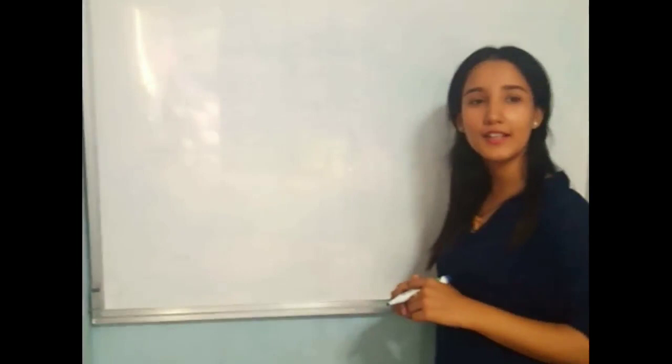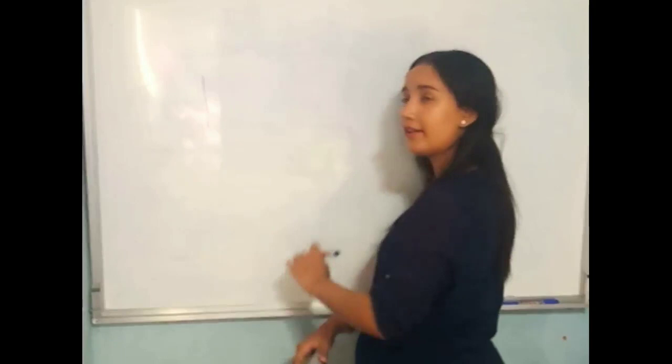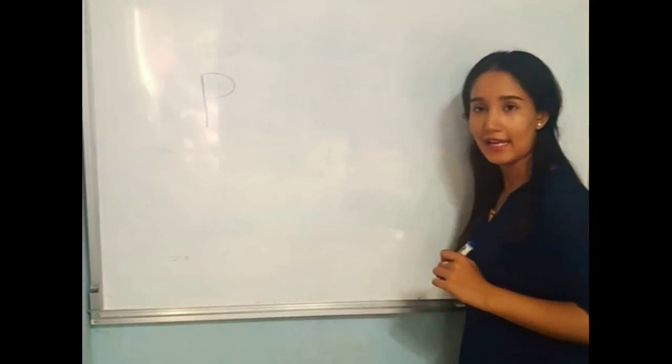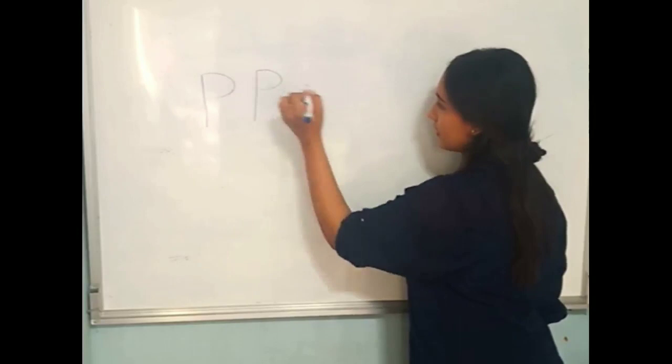O after P. Okay. One standing line. And we will draw one small cup. Say, it becomes P. One standing line, one cup. It becomes P.